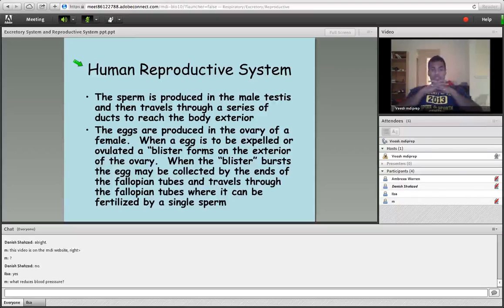Okay, so the sperm specifically is going to be produced in the testes, and it's going to be traveling through a series of different ducts to reach the body's exterior. And the eggs, on the other end, are produced in the ovaries of the female. When the egg is to be expelled or ovulated, a blister forms on the exterior of the ovary. When that blister bursts, the egg may be collected by the ends of the fallopian tubes and travel through the fallopian tubes, where it can eventually be fertilized by sperm.